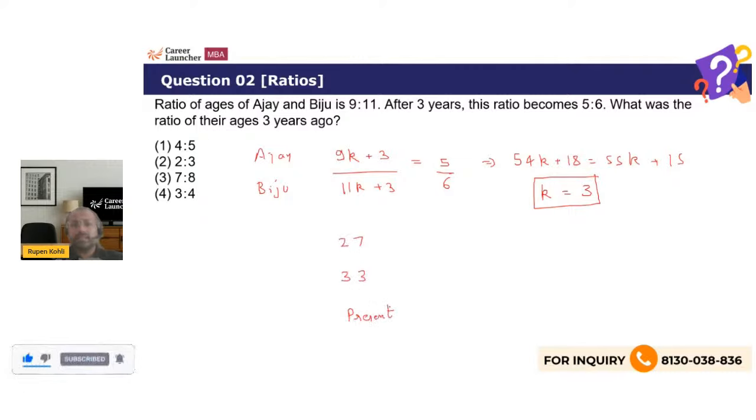And we are asked the ratio of the ages 3 years ago, which means going back in the past 3 years. So that was in the past 24, 27 minus 3, and 33 minus 3, 30. The ratio of that is what? 6 into 4, 6 into 5, 4 is to 5.